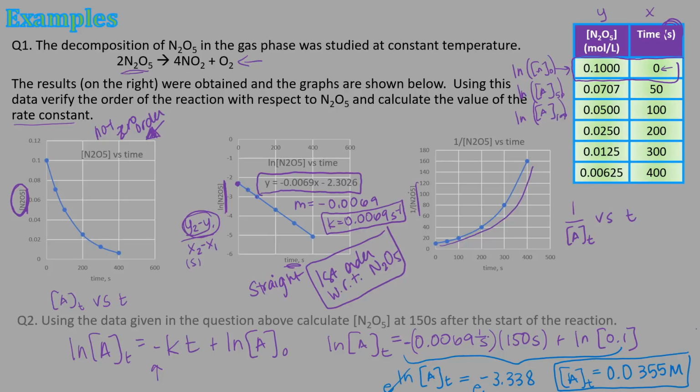And so one thing that I do, since 150 time goes between these two, right, then we should think that this concentration here should be between there, and it is.